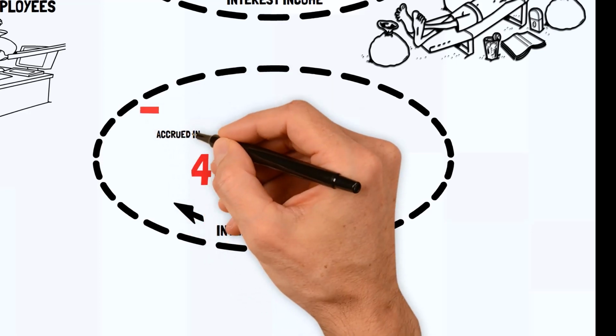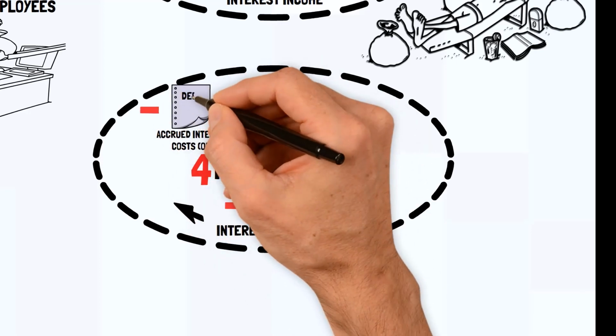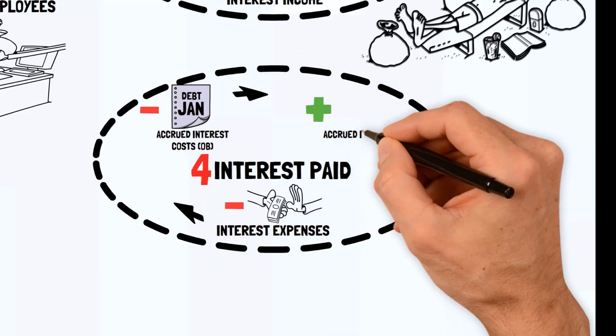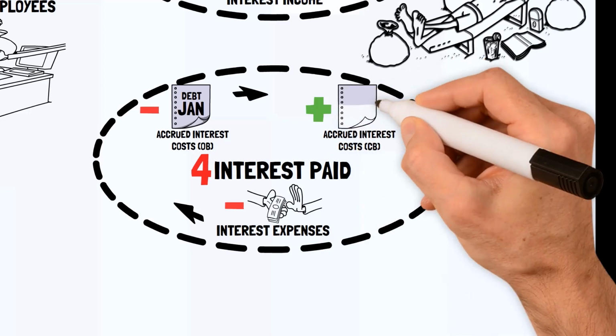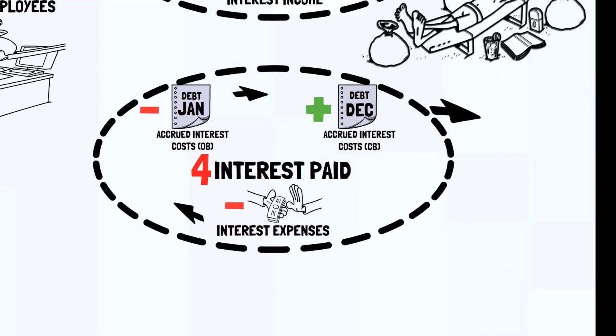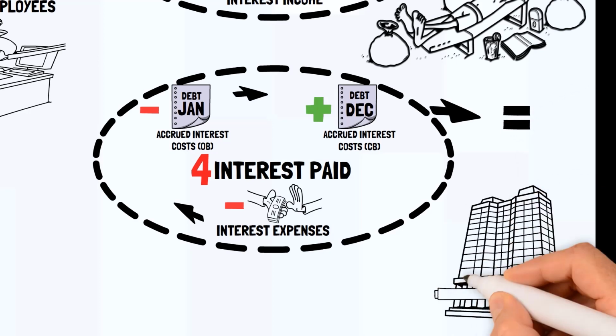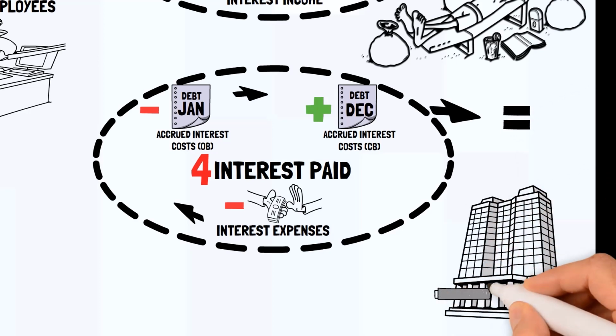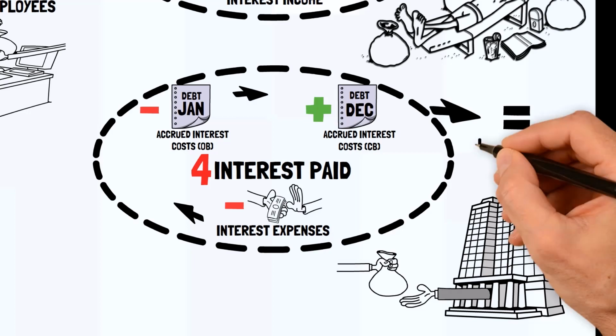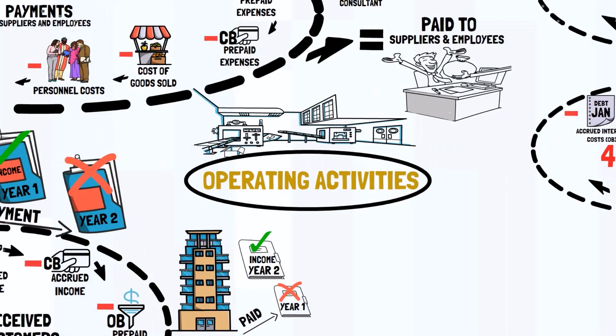Additionally, remove the accrued interest cost at the beginning of the period and add the accrued interest cost at the end of the period. Accrued interest costs are booked as interim liabilities and are interest costs incurred but not yet paid for. Left is interest paid.